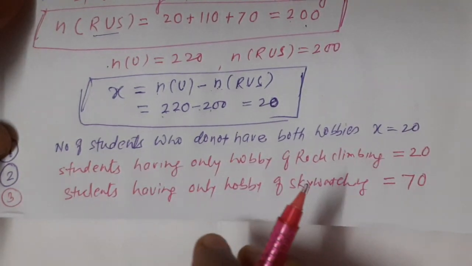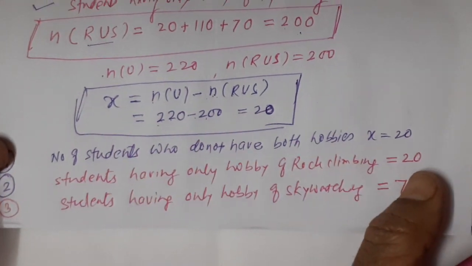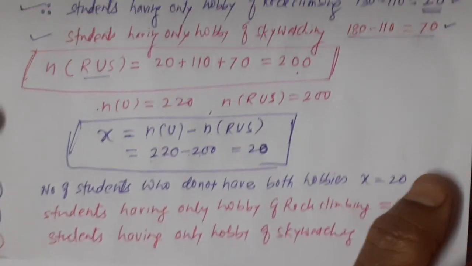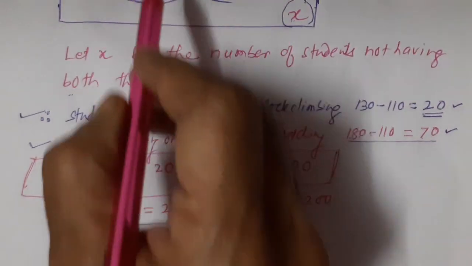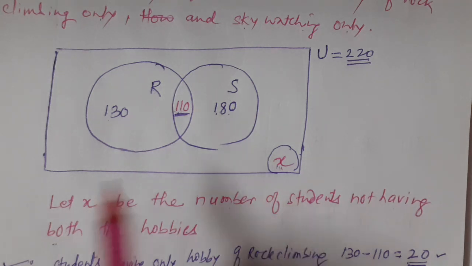So these are the three answers, and accordingly you have to draw a universal set and different sets R and S in this Venn diagram. We have represented x because we have to calculate the value of x, and like that you have to solve this problem.